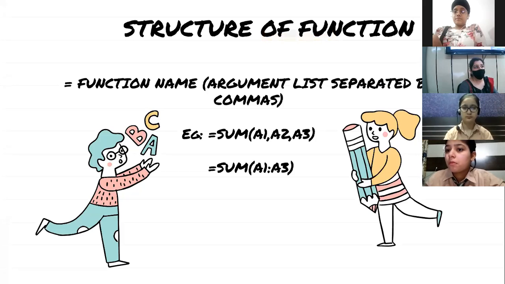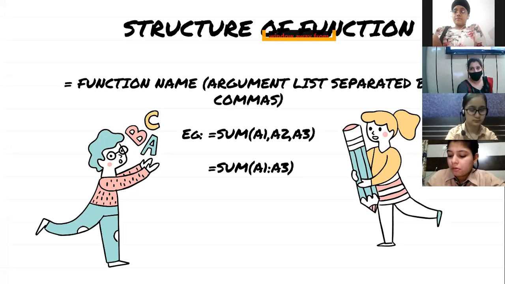And what if I'm referring to the range B1 colon B4? Now tell the answer. B1, B2, B3, B4. Clear? So 4 cells will be there then.